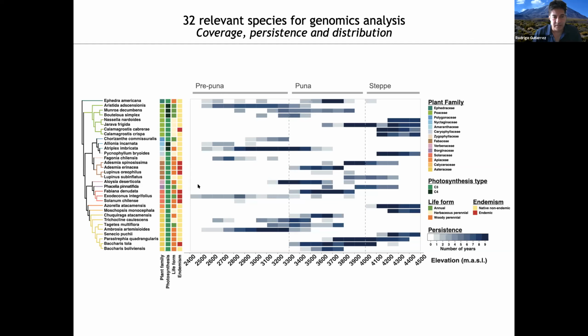And these are the 32 species that we are going to analyze in more detail in a minute, from different plant families. As I said, most of them are angiosperms, except this gymnosperm. They have different photosynthesis types, C3 and C4, different life forms, and some of them are endemic species. And what's shown here is where these species are located, and the intensity of the blue in this case shows the persistence over 9 years. Again, this is the elevation, and these are the 3 ecosystems that we analyzed.